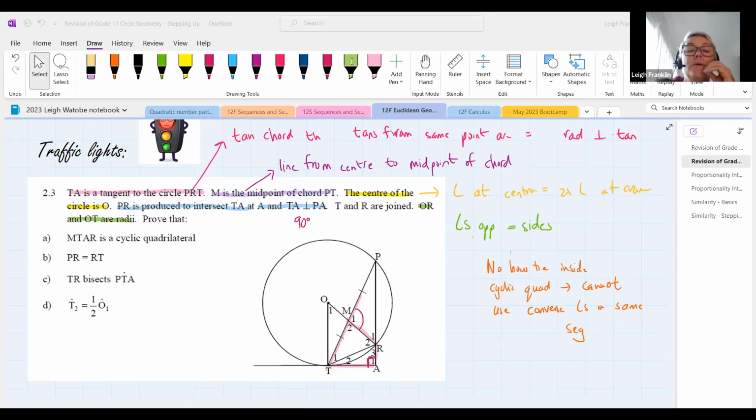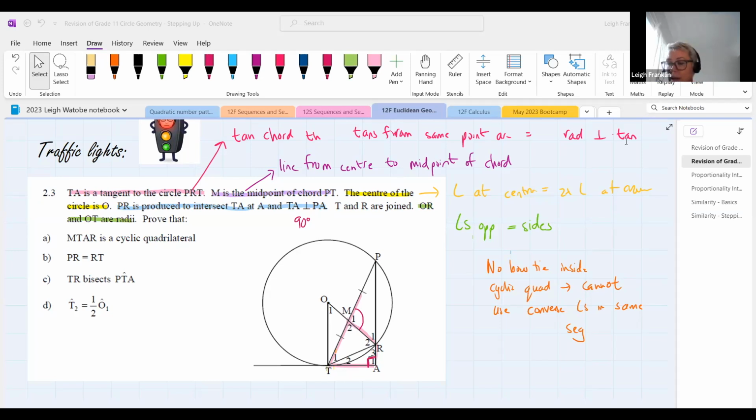There we go, Nolwazi. So RMT, let's just have a look at this. RMT is 90. Or OR cuts TP in half. Therefore, A1 plus RMT. Exactly. All right, that's lovely, Nolwazi. You've seen that beautifully. Okay, so I'm going to put that down on paper for you.